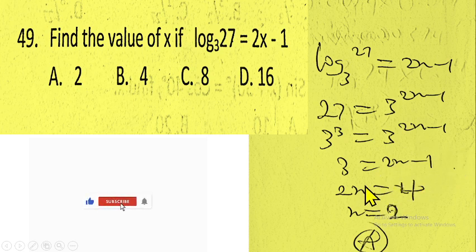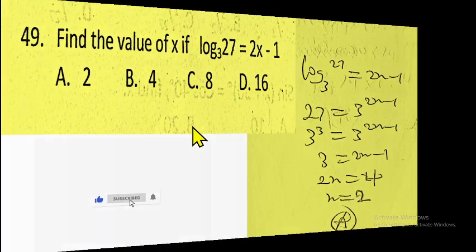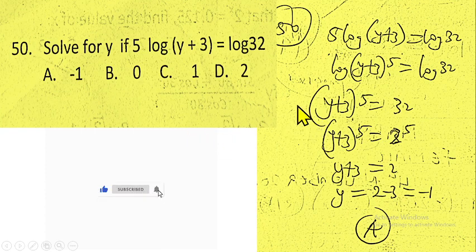From there you can collect like terms. Sorry, if this minus 1 comes here, you have 2x equals 3 plus 1, that will give us 4. So divide both sides by 2, that will give us x to be 2. Option A is the correct option for question number 49. Question number 50 is also on logarithm.